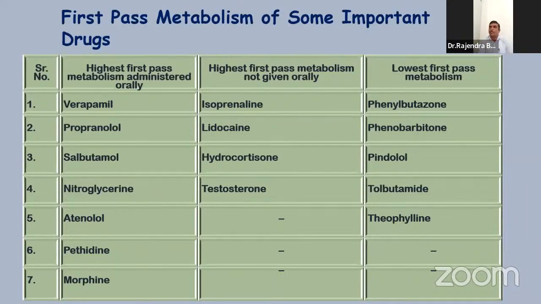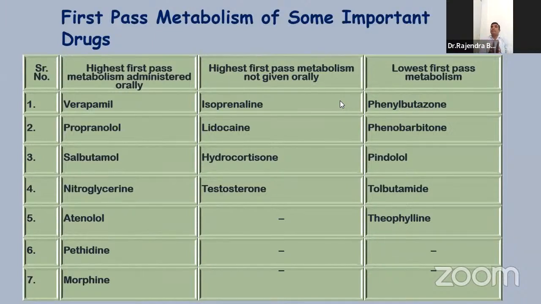Again, I have a good mnemonic, good tricks and techniques. How will you remember the drugs which have the highest first pass metabolism? VP Singh, not a popular prime minister. What is the trick? VP Singh, not a popular prime minister. V, verapamil. P, propranolol. S, salbutamol. Then nitroglycerin, then atenolol, then pethidine and morphine. So these drugs have the highest first pass metabolism. You can't say that orally, because there are other drugs as well.